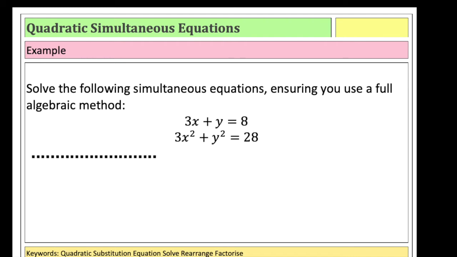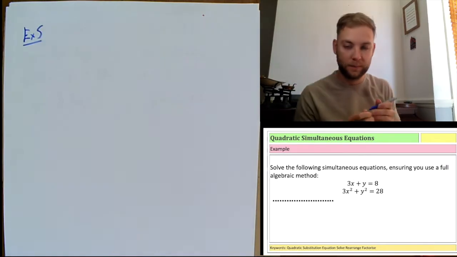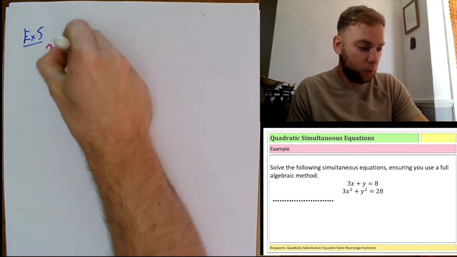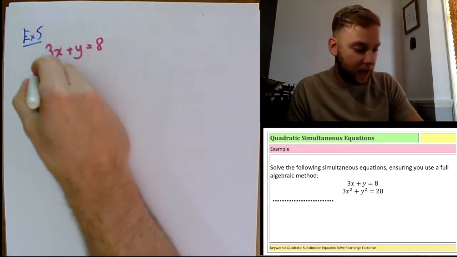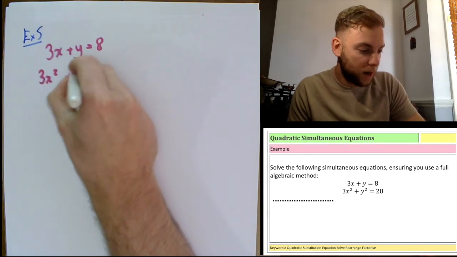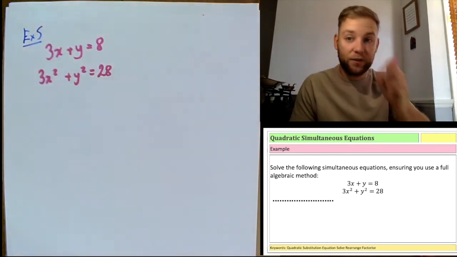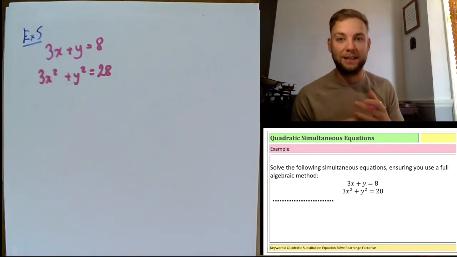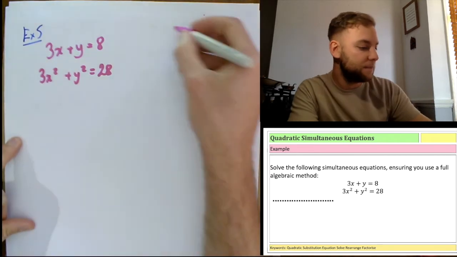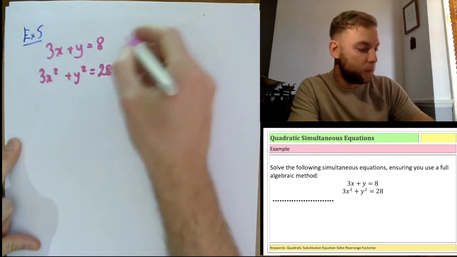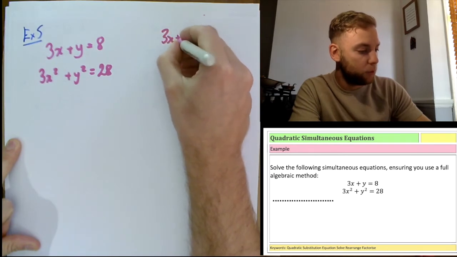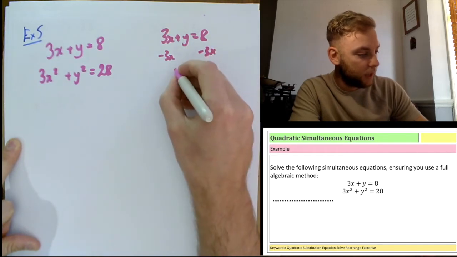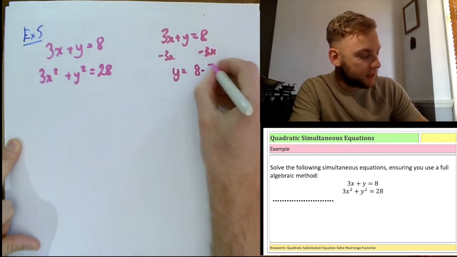So let's have a go at this one if you want me to go through it. So I've got 3x plus y is equal to 8 and 3x squared plus y squared is equal to 28. First thing I need to do, I'm just going to go through this one quite quickly because I've been talking through and being really detailed, but I want to try and get through some of these now. So let's make it equal to y first. So 3x plus y is equal to 8. So minus 3x, I end up with y is equal to 8 minus 3x.